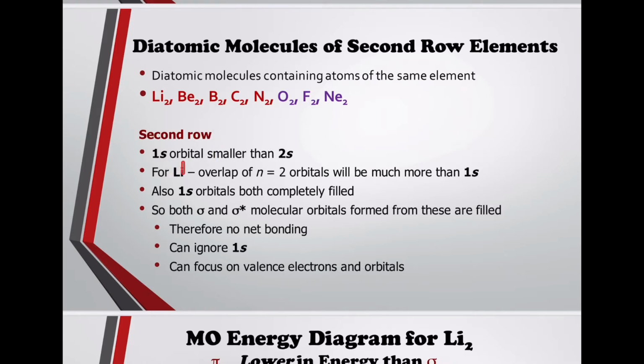Second row, 1s orbital smaller than 2s. For lithium, overlap of n equal to 2 orbitals will be much more than 1s. Also 1s orbitals are both completely filled, so both sigma and antibonding sigma molecular orbitals formed from this are filled. Therefore, no net bonding, can ignore 1s, and focus on valence electrons and orbitals.